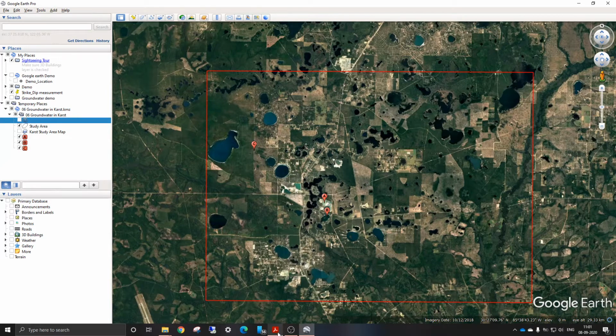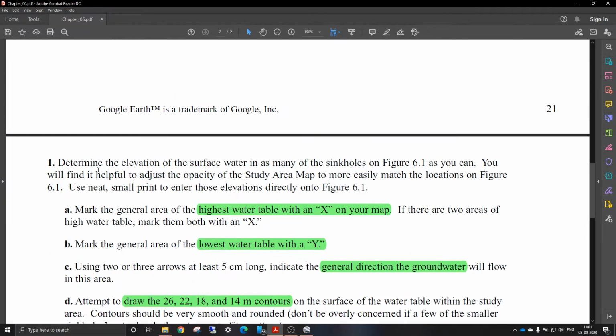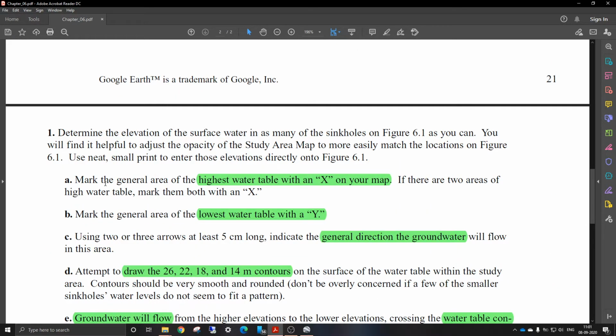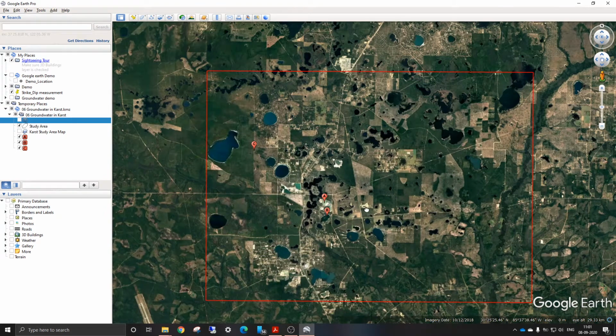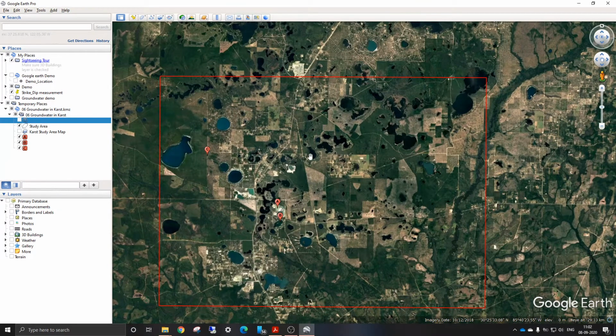So let's see what we have to solve. The first question is you have to mark the highest water table and also the lowest water table. Here as you can see there are numerous water bodies, but these water bodies seem to be surface water bodies like ponds. In fact, most of these water bodies are sinkholes.